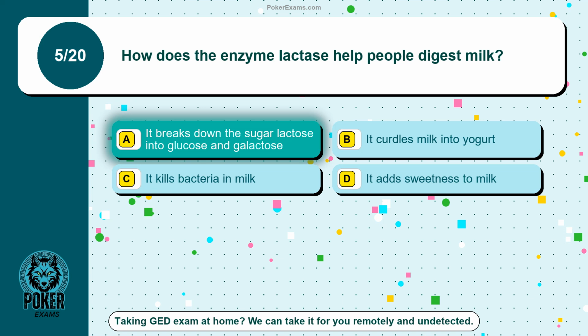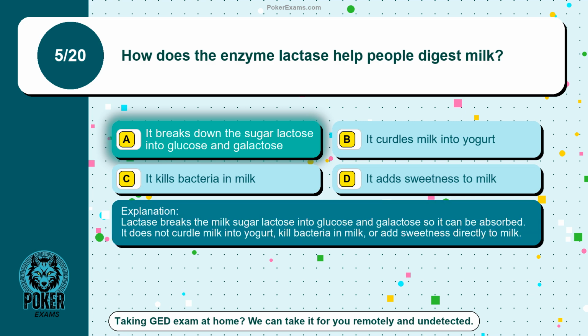The correct answer is option A. It breaks down the sugar lactose into glucose and galactose. Lactase breaks the milk sugar lactose into glucose and galactose so it can be absorbed. It does not curdle milk into yogurt, kill bacteria in milk, or add sweetness directly to milk.